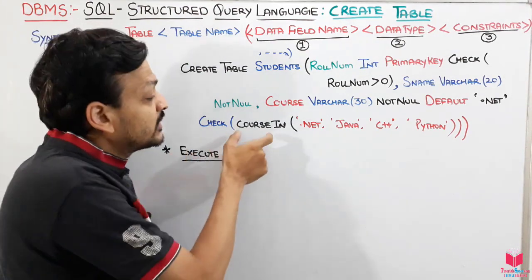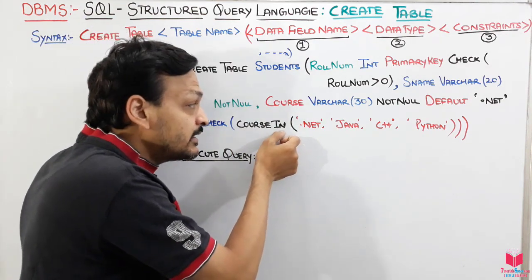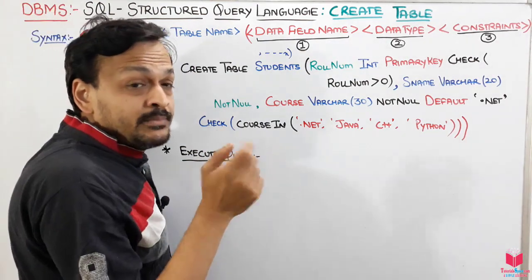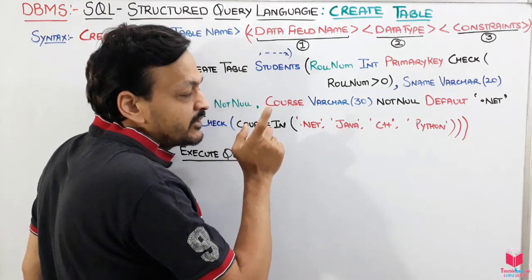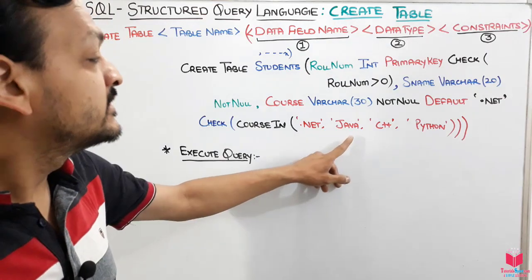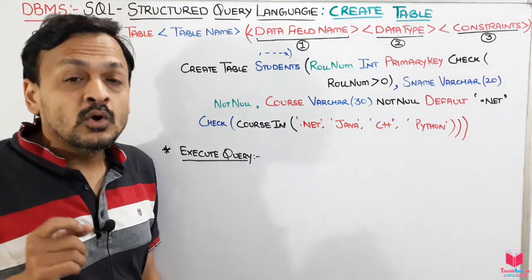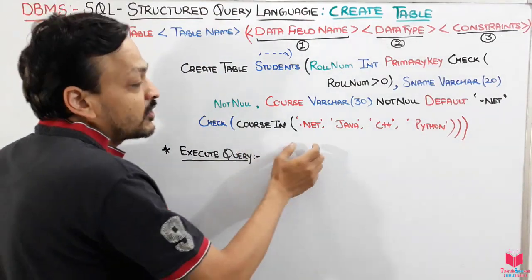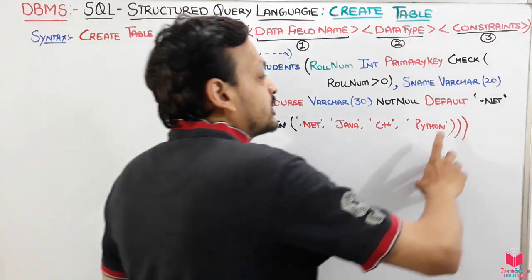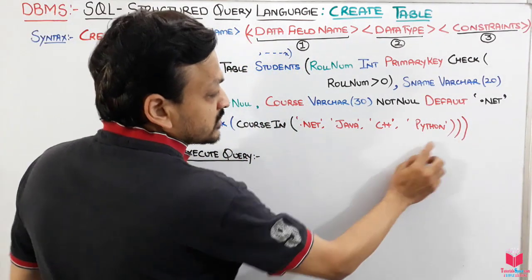After that, there is another check. What will it check? The course, that is the field name course, in. What does that mean, in? It tells the database that the values in this attribute must come from these values. So what are these values? .NET, Java, C++, Python. Now course will have only values from these, and if we forget to enter any value, then by default it takes .NET. Clear all? After that, I have closed this bracket.